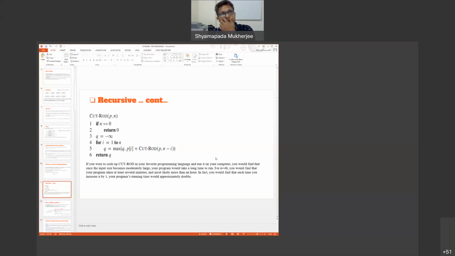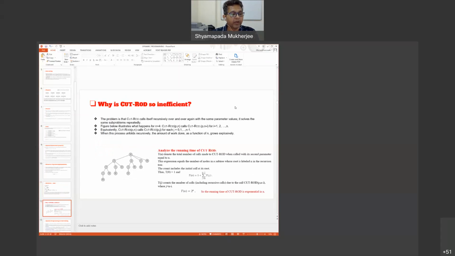You can check it on your computer by writing code and implementing it. You will see that if we increase the value of n by 1, the time required to compute it will be much higher. For each increase of length by 1, the time complexity increases very sharply. So why is this rod cutting inefficient?